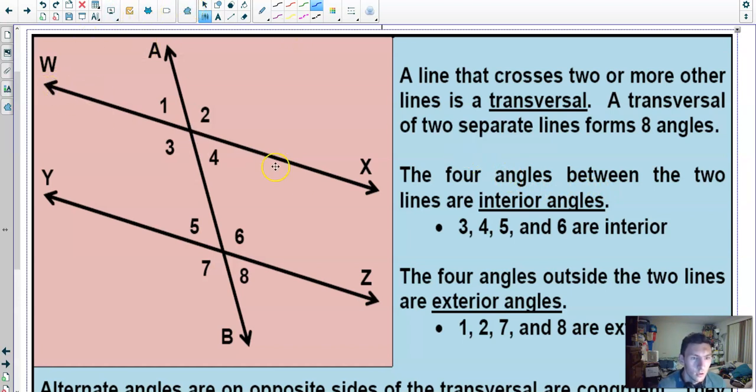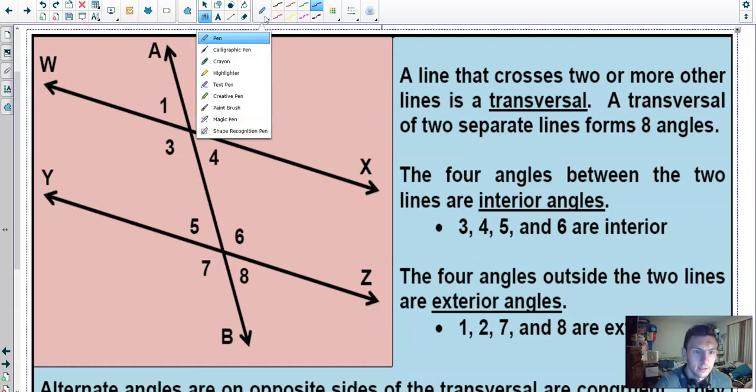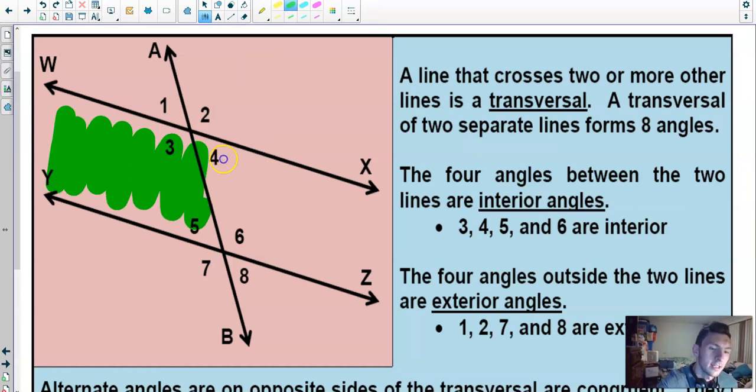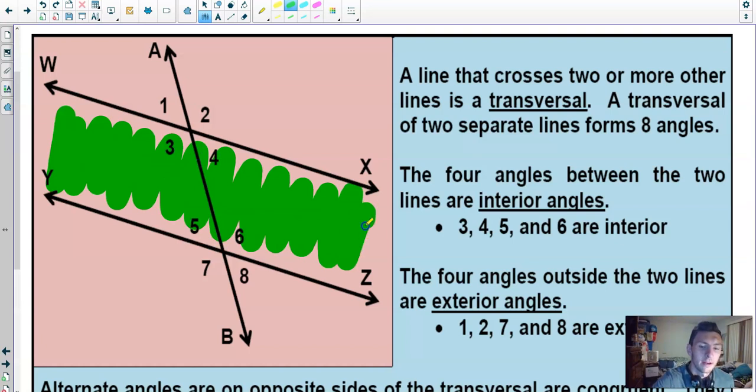So here's one parallel line. Here's the other one. Let me grab my highlighter. I guess I'll use green here. I think that would look okay. So we're talking about in between the 2 parallel lines. That's green. And you can see that would be angles 3, 4, 5, and 6. So we call those interior angles.